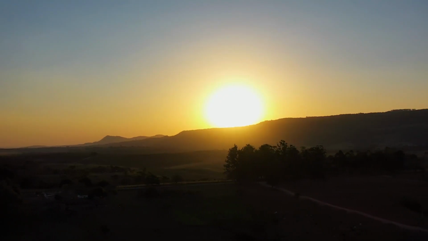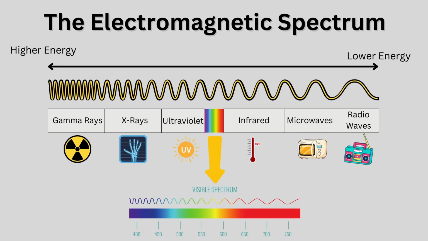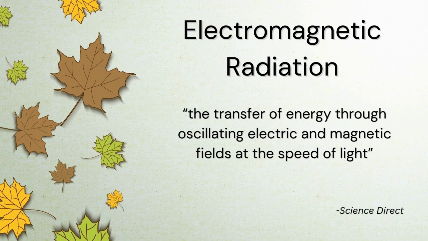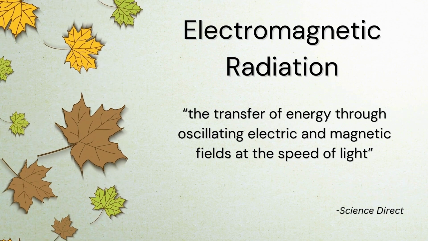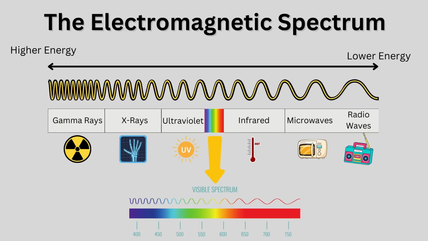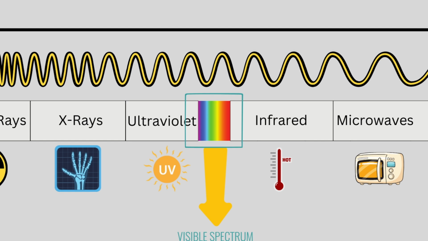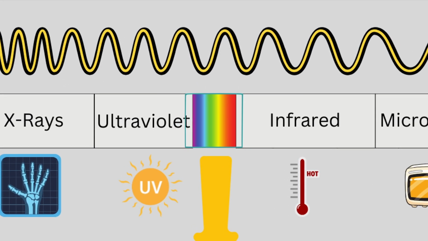In its waveform, light is considered to be a type of electromagnetic radiation, and you can find it on the electromagnetic spectrum. Electromagnetic radiation is a broad term that describes waves of energy that travel through space at the speed of light. Other examples include radio waves, X-rays, and ultraviolet rays. One type of electromagnetic radiation is visible light, which is basically just all the wavelengths of light that humans are capable of seeing with their naked eye.